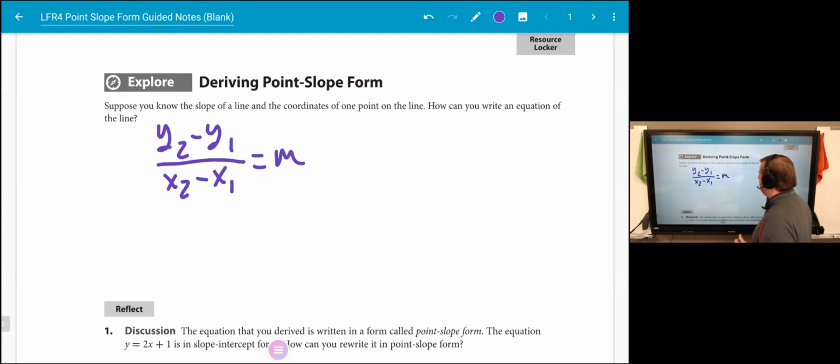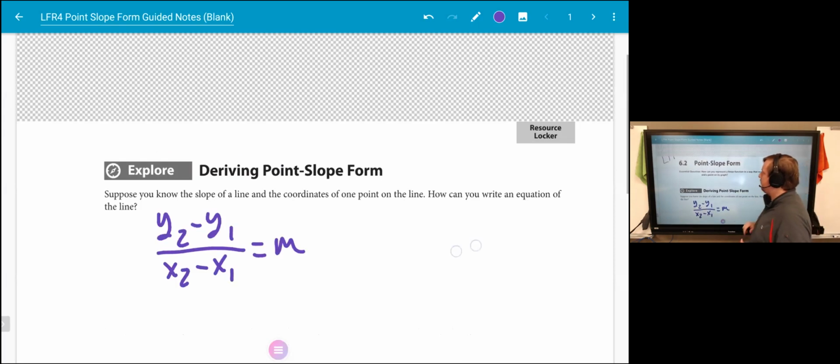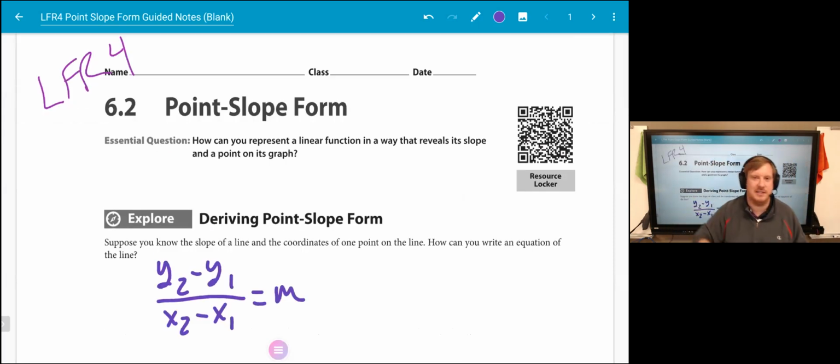I'm talking about LFR4, point slope form. We'll get into all the definitions when we get into some practice. But for now, we're working on another linear form of an equation called point slope form. LFR3 was slope intercept form, so the two things we needed there were a slope and an intercept. Well, this one's called point slope form, so using my powers of deduction, I'm probably going to need a point and the slope.